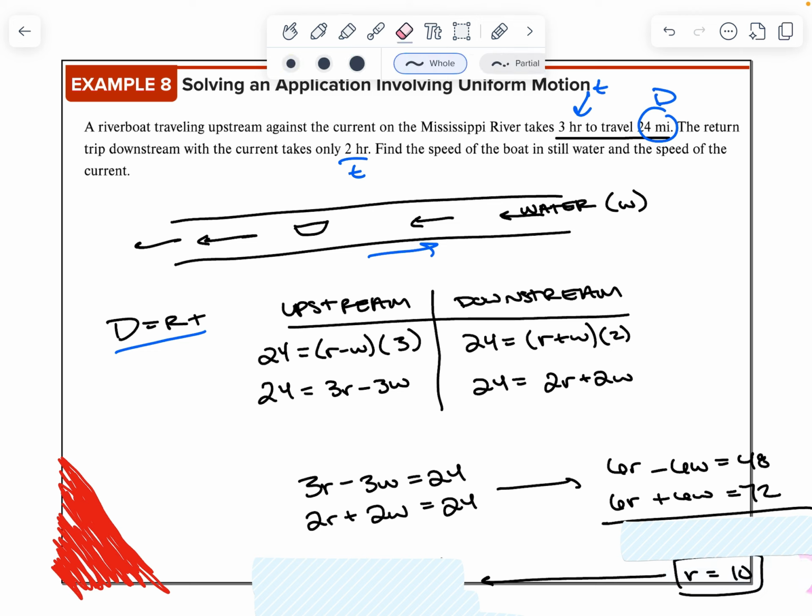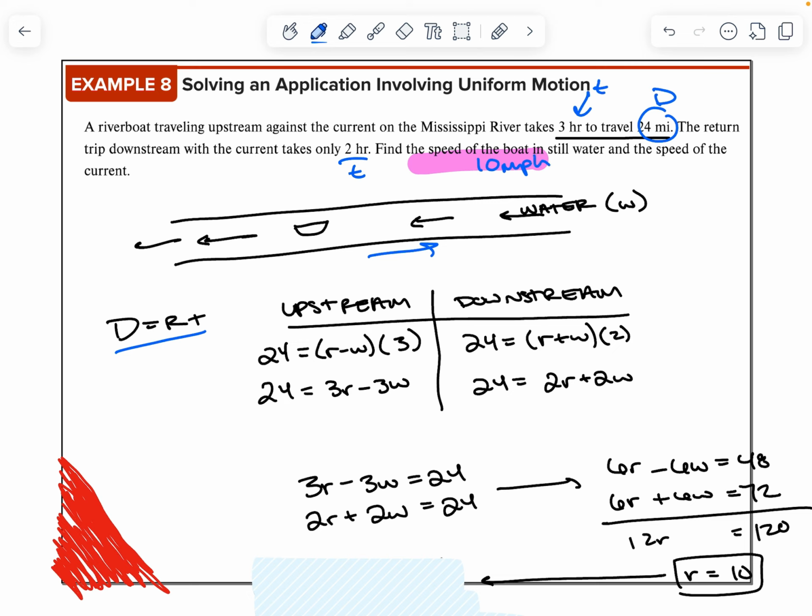Completing this problem, we get R equals 10. If we get R equals 10, it says it's going to have two blanks again, right? It's going to say how fast is the speed of the boat. We called that R, R for rate. The speed of the boat is 10 miles per hour. Then find the speed of the current. I have a W for water, the speed of the water.